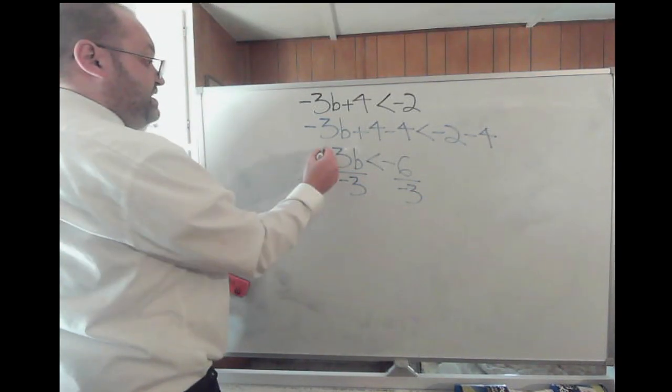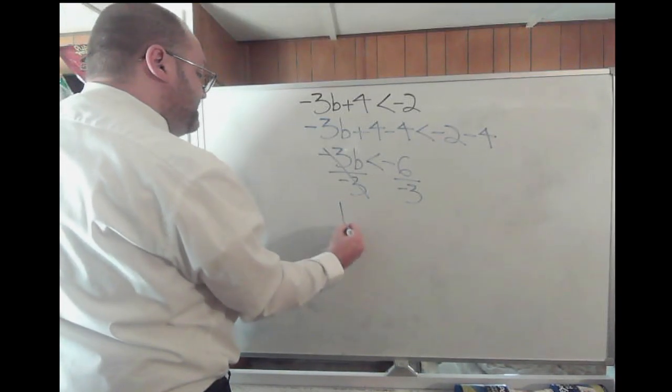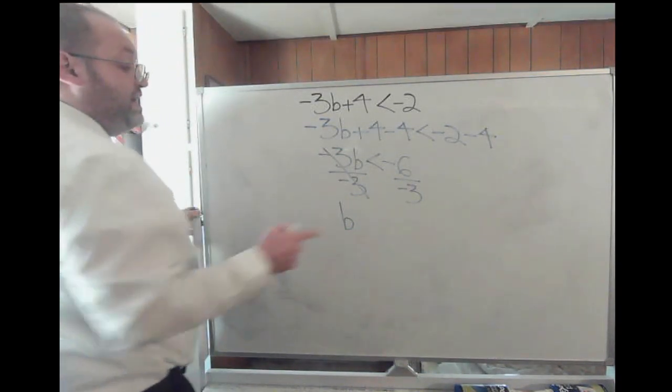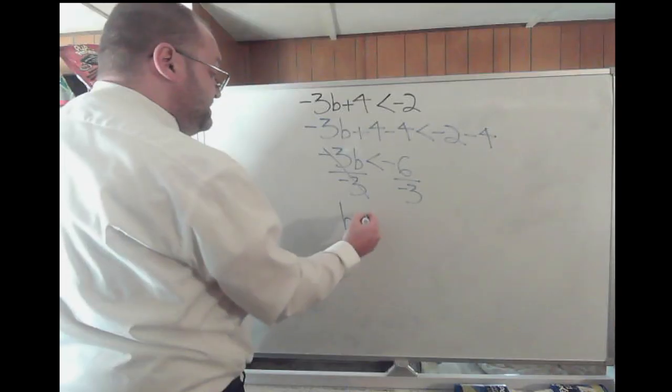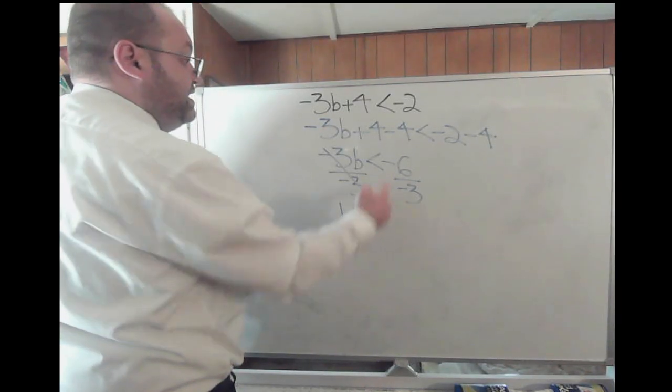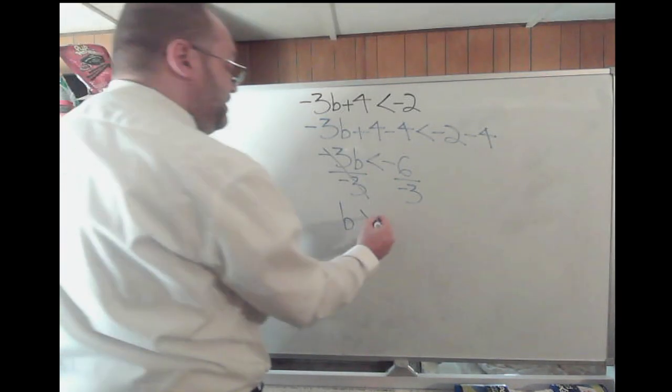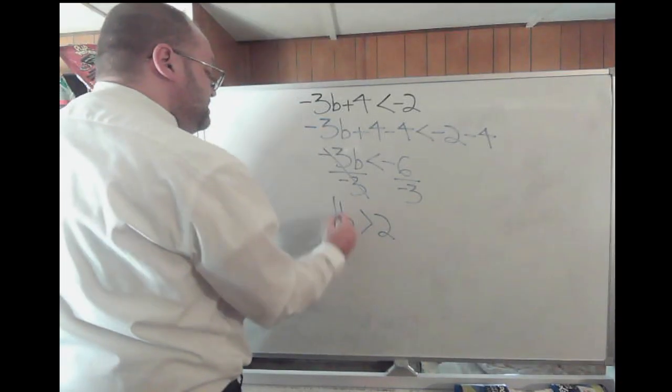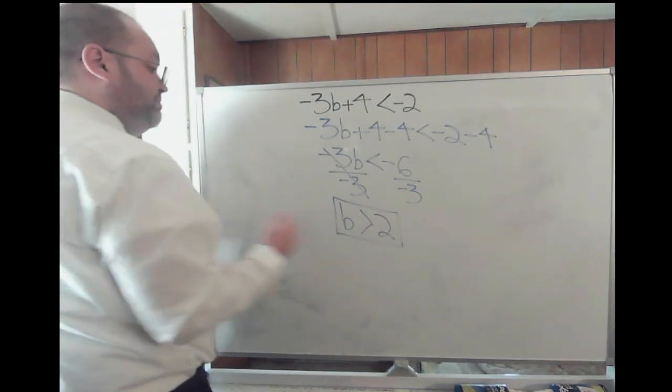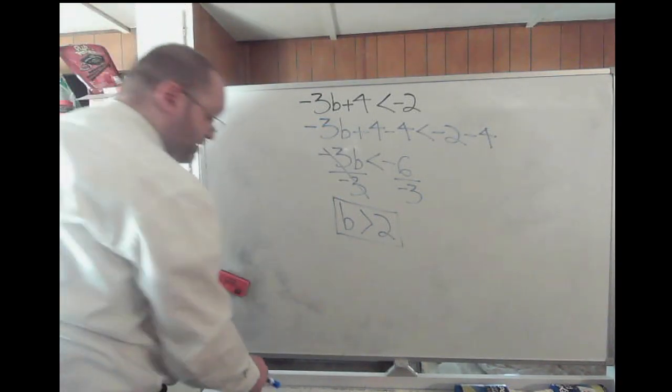So on the left side, the negative 3's will cancel out. You'll just have b. But since you've divided by a negative, that flips that less than sign into a greater than sign. And negative 6 divided by negative 3, that's positive 2. So the answer you would get is b is greater than 2.